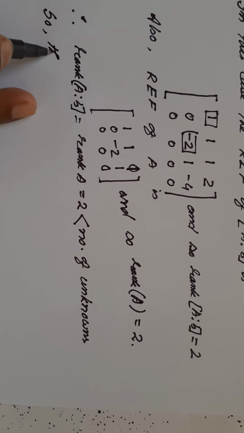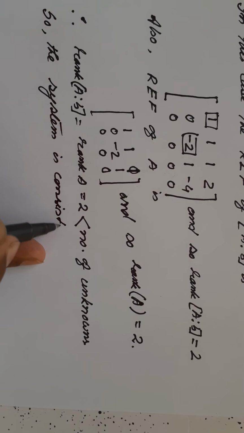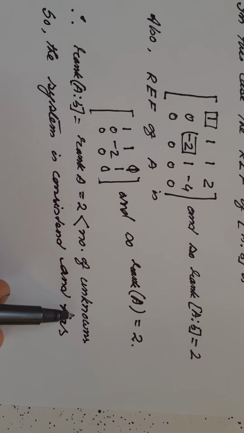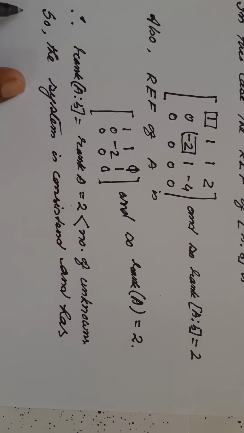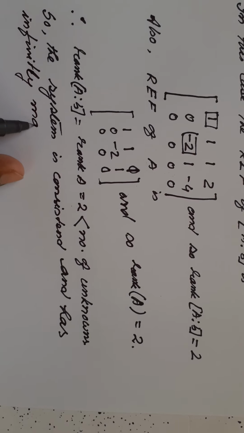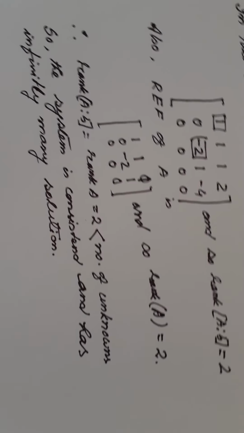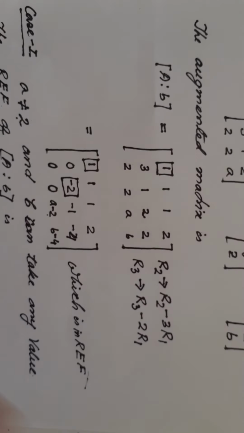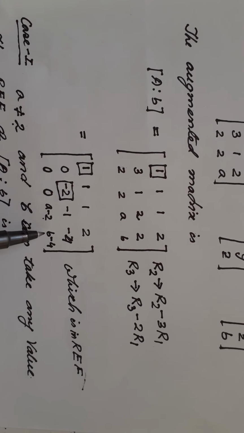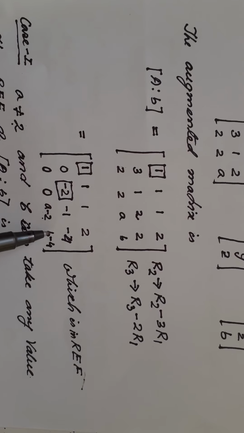So the system is consistent and has, because the rank is less than the number of unknowns, infinitely many solutions. This is the case under which the system will have infinitely many solutions. Now again come back to the matrix. So here, if I take A minus 2 equal to 0, it means A equal to 2 and B not equal to 4. What will happen? This will become 0 and this will become non-zero. So this will become pivot in that case for the third row.